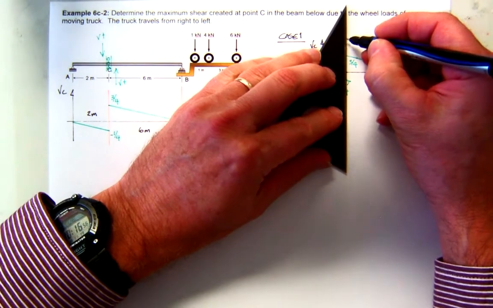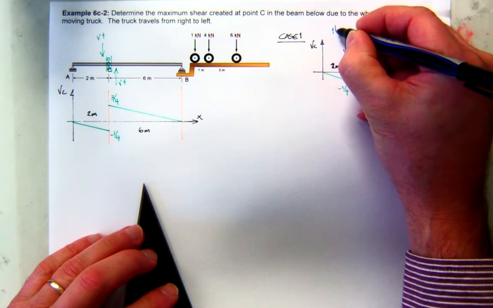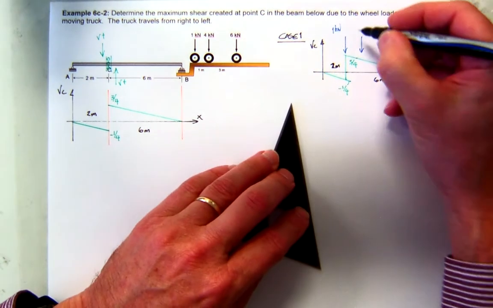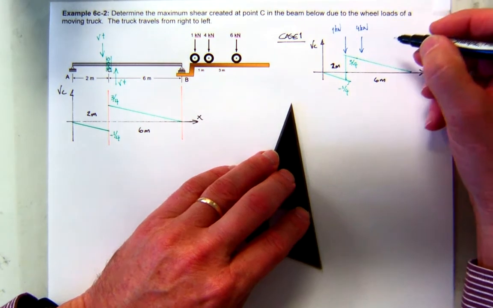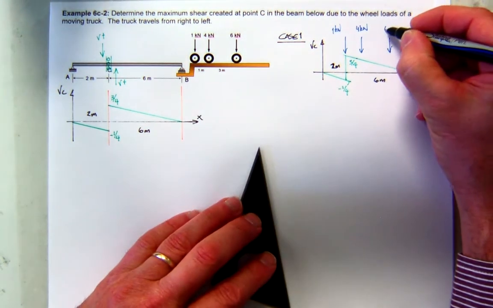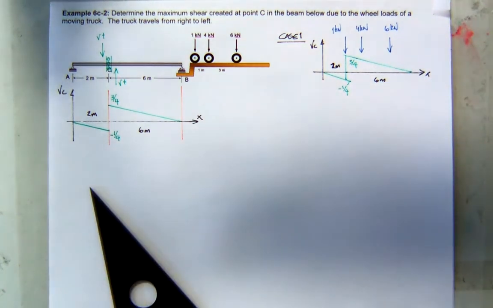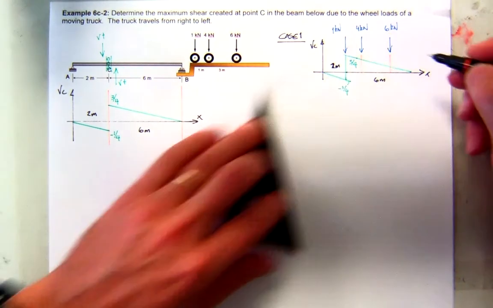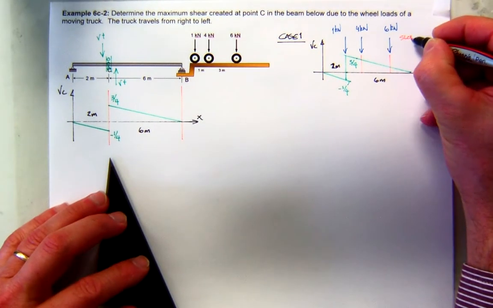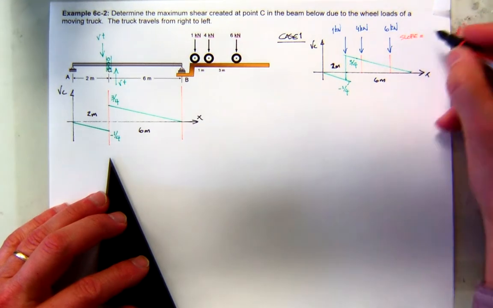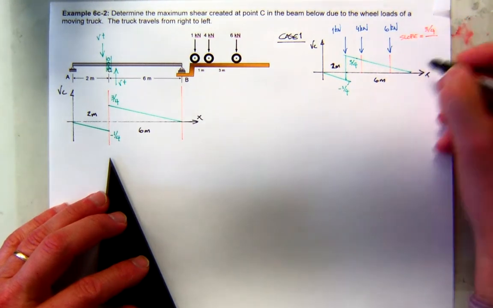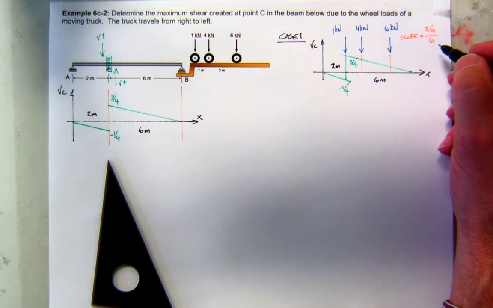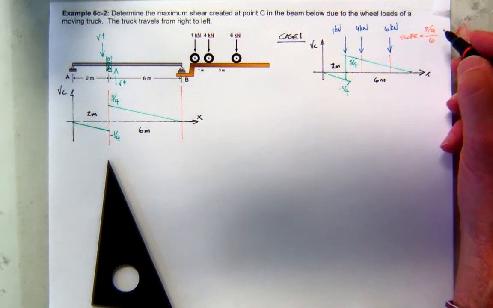So when I draw my first force coming in here, that's the 1 kilonewton force. It's going to be sitting right here at the top. And then 1 meter back is the 4 kilonewton force. And then 3 meters back is the biggest one, the 6 kilonewton force. So we've got to find those ordinate values. So what's the slope of this line? Well, the rise is 3/4. And what's the run? 6. So that becomes 3/24, which is 1/8. Is that right?